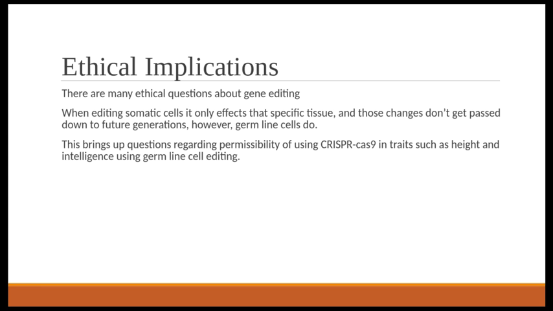Now, there are many ethical questions about gene editing. When the cell that is being edited is a somatic cell, it only affects that specific tissue, and those changes don't get passed down to future generations. However, germline cells do. So that sparks fear and brings up questions regarding the permissibility of using CRISPR-Cas9 in germline traits, such as height and intelligence.